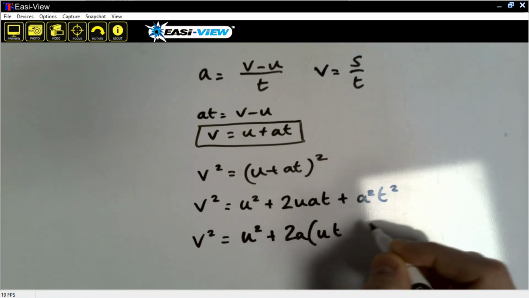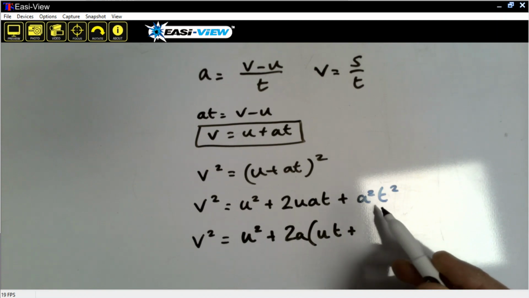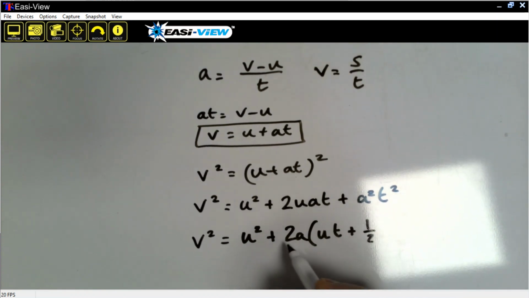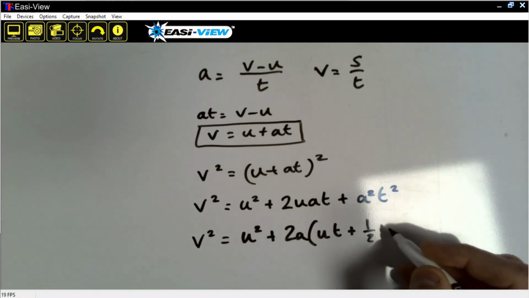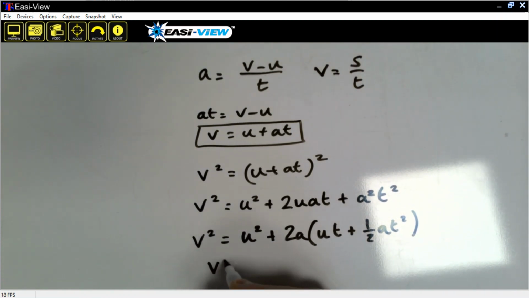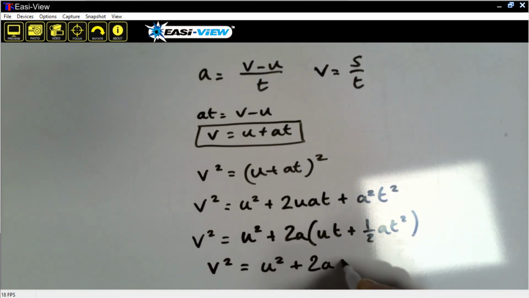(ut plus, now if I'm multiplying by 2, I now need a half here because I multiply by the 2 to turn it back to just 1, and we end up with) at squared. Now, if you follow the previous video, we've just done that s equals ut plus a half at squared. So then I can substitute in s equals ut plus a half at squared, and I get that v squared is u squared plus 2as.